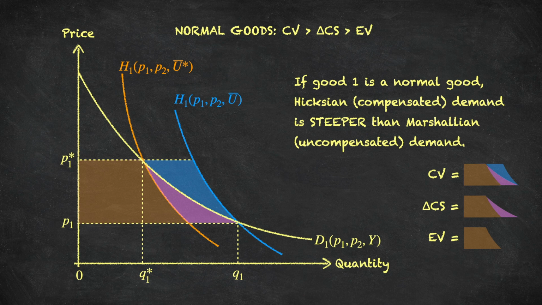So evaluating the impact of the price change P1 to P1 star, the equivalent variation will give the smallest number. The compensating variation will give the largest number, and the change in consumer surplus is sandwiched between the two. Okay, so we have to choose which of these measures to use. We just need to bear in mind what type of good it is when comparing across different measures.